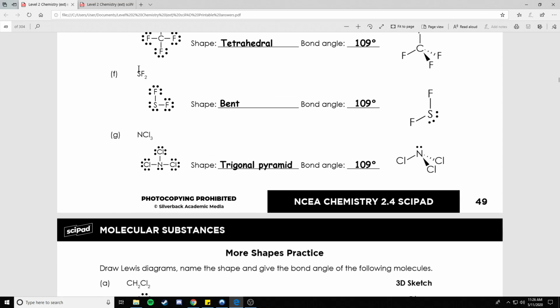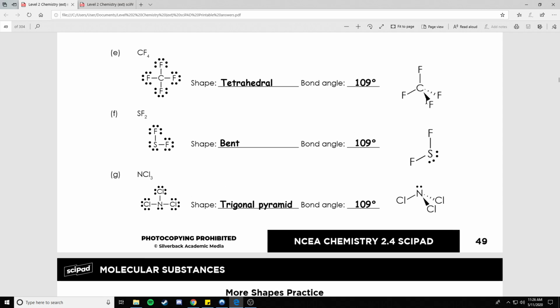Let's go down to SF2. It's got 1, 2, 3, 4 regions, which again is 109 degrees because it's tetrahedral arrangement, but it's only got 2 bonding regions, meaning our shape's bent like water, and we can draw it bent like this.